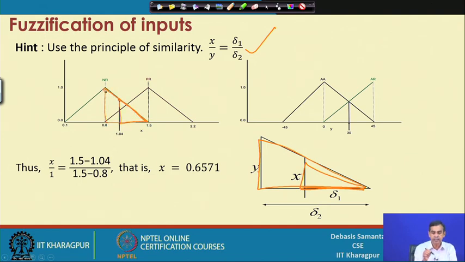Now, if we consider these, then for this, the value is 1.5 minus 1.04, divided by 1.5 minus 0.8, and if we consider this is x and this is 1, then x by 1 is equal to this one. This way x will be calculated. So x means this is the x, and it is calculated like this. This value is basically 0.6571 in this case.